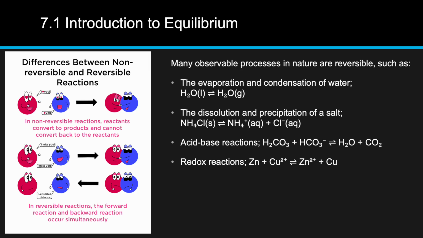Many common physical and chemical processes are reversible, including phase changes like evaporation and condensation, dissolution and precipitation of ionic compounds, acid-base proton transfers, and redox electron transfers. Being able to recognize whether a reaction is reversible is really important because only reversible reactions can establish dynamic equilibrium.